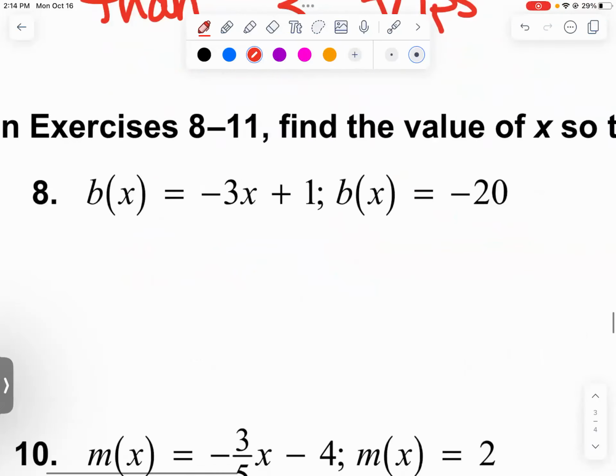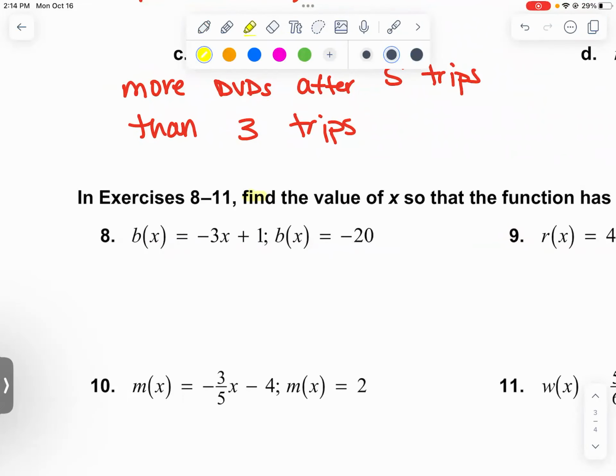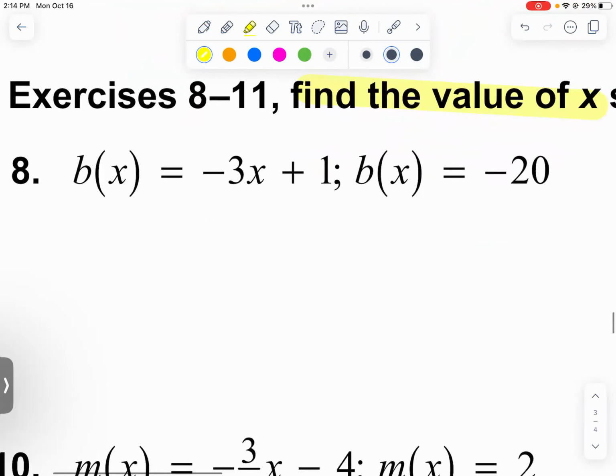So in number 8, it says, find the value of X. So yes, we are solving for X. So here we have function B. B of X is negative 3X plus 1. And I'm telling you that B of X equals negative 20.